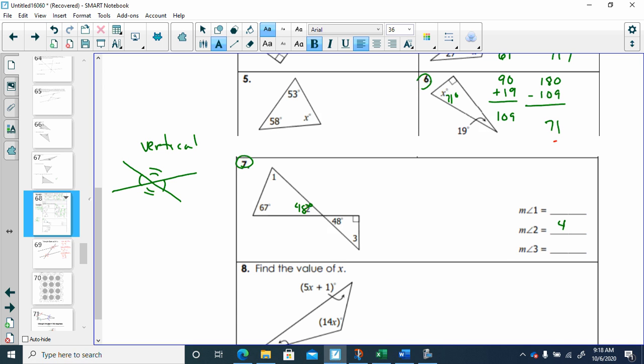We already know what angle 2 is. Now we've got two different triangles we're dealing with. Let's look first at this triangle here. I'm looking for angle 1. I'd add up 67 and 48.